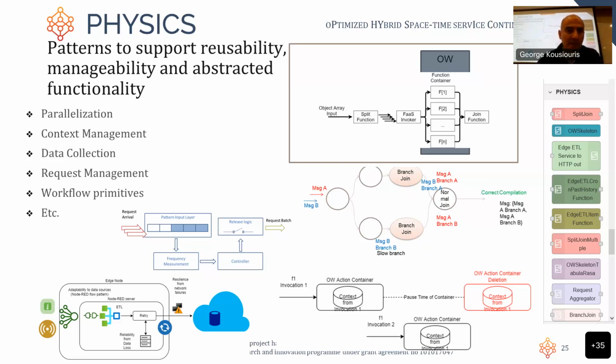We have patterns related to data collection. So how can you have ready-made flows that are used for data collection with enhanced reliability considerations, being able to handle network outages and pushing the data from the edge to the central cloud storage. We have patterns with relation to request management and workflow primitives in order to assist developers in better creating flows that have complex joins and have correct compilations of the message flows.